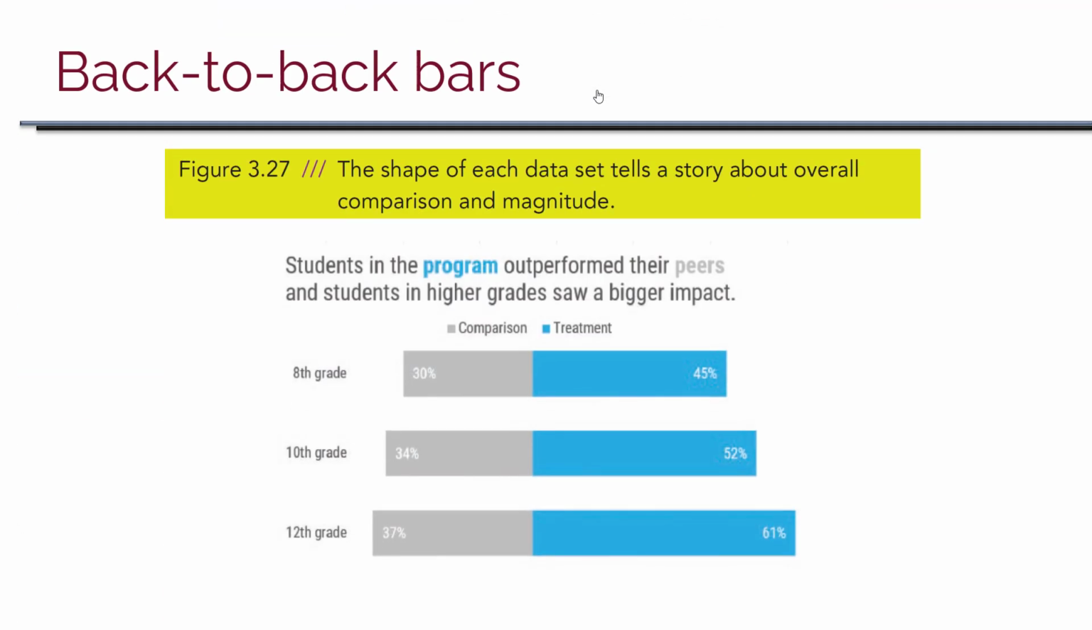Another thing you can do, instead of those pairs, is back-to-back bars. Here we're looking at a comparison and treatment group across 8th grade, 10th grade, and 12th grade. Instead of putting two bars next to each other for each grade, they're just putting them back to back. That way you can see that blue is larger than gray, but also you can compare all the blues and all the grays. So it makes it easier.